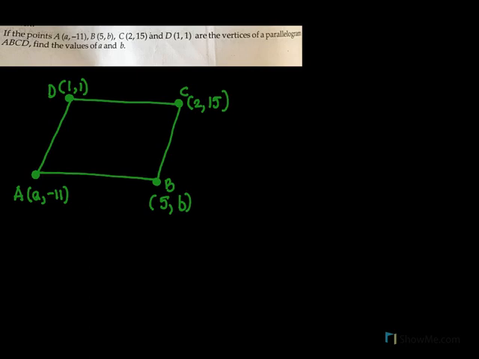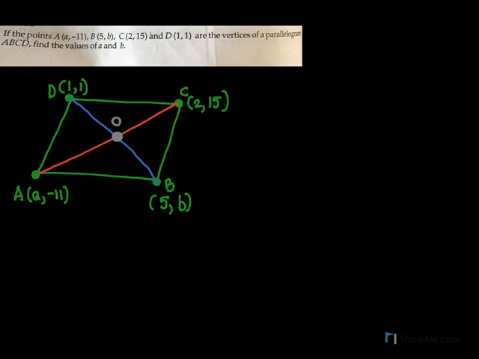To do this sum, because it's a parallelogram, we use the property that the diagonals of a parallelogram bisect each other. So we have one diagonal AC and we have another diagonal BD. These diagonals meet at this point O. And this point O is the midpoint of AC as well as the midpoint of DB.